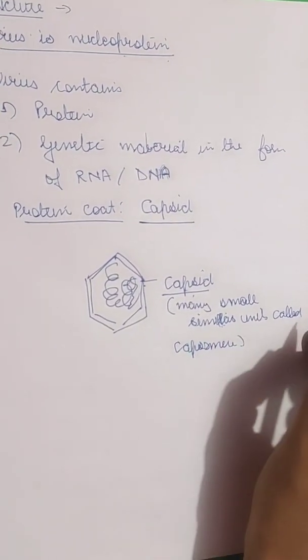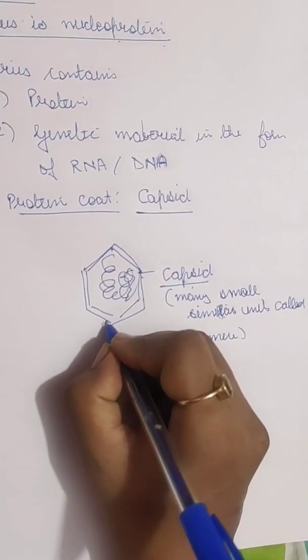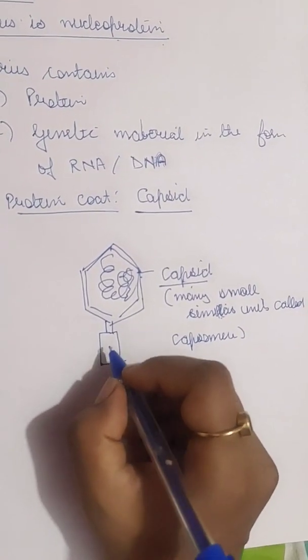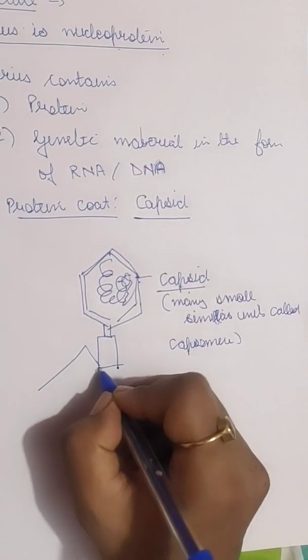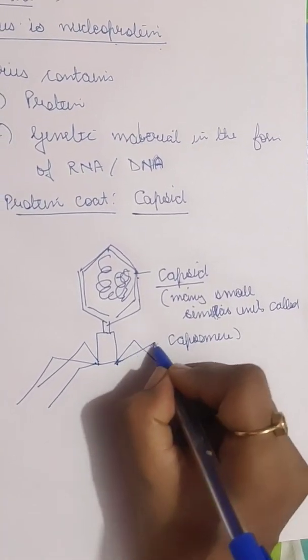Okay, so now it also has a sheath and its tail fibers. This is the structure of a virus.